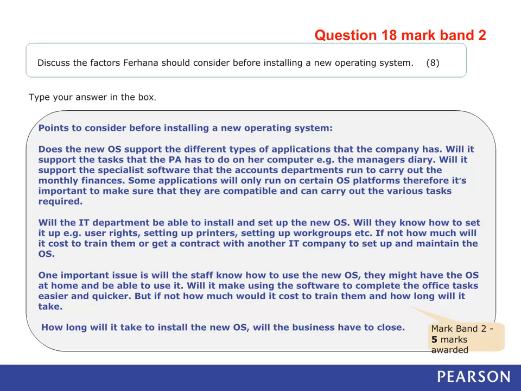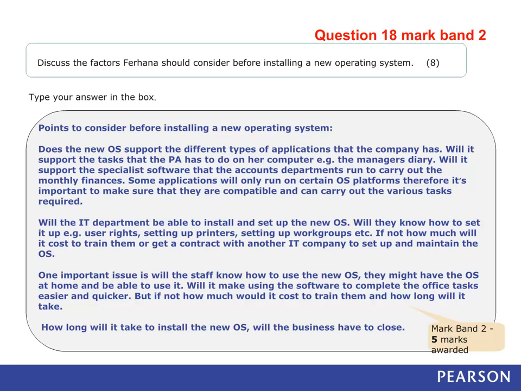Activity 6. Question 18, Awarding. This is another learner's response to Question 18, with an explanation of how the marks were awarded. Mark Band 2. 5 marks were awarded. As we can see, the response focuses on 4 main points.